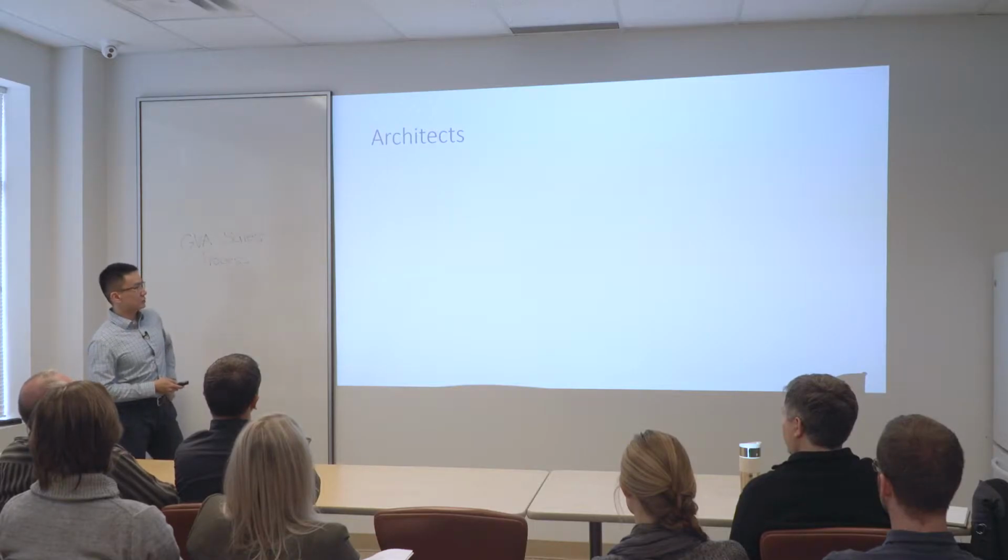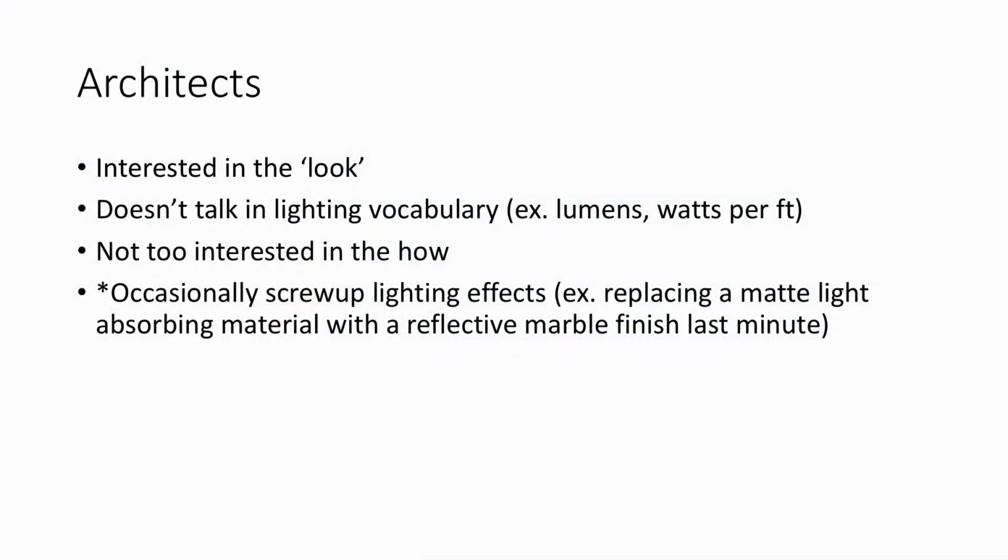So there are architects as well. Architects typically get hired by the ownership, and their interest is in the look. They typically don't talk in lighting vocabulary. So if you try to talk lumens or watts per foot to an architect, typically they don't care, because that's the work of a lighting designer or an engineer. And they're not too interested in the how, because they're artists, right? They want to get it done. They draw it on a plan, and then other people get it done for them.